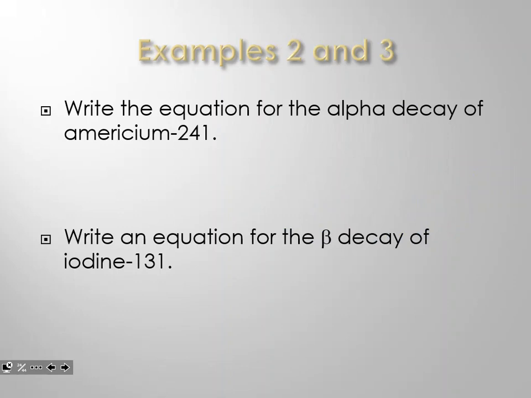Now, you might be given things like this in order to write them out. They give you the parent atom, like here we have americium 241, and we're going to do an alpha decay with it. So what I do to set these up is I write my parent over here, 241, and Am, and I look at my periodic table. What is the atomic number of americium? 95. Okay, so it's going to undergo an alpha decay, so I put in my alpha particle here.